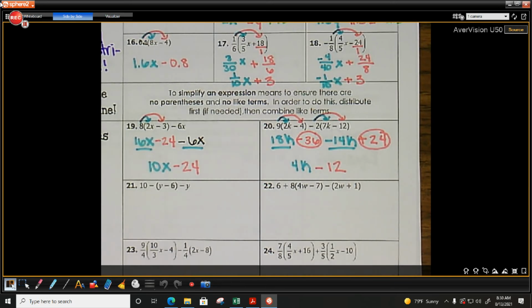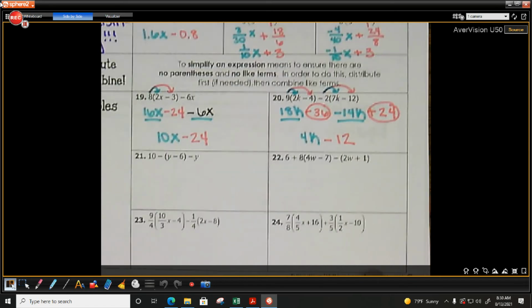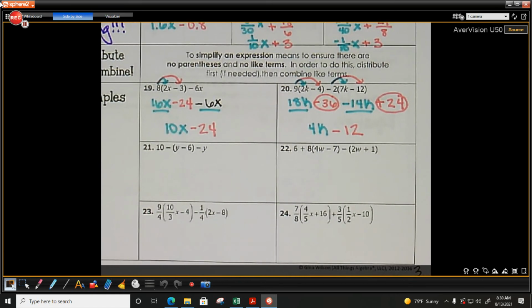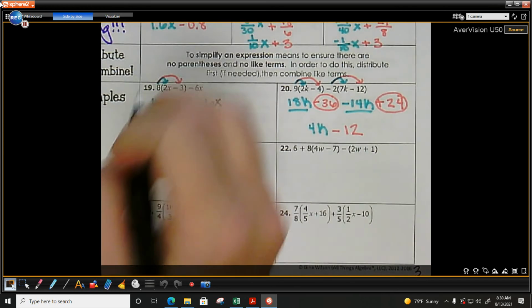Are we distributing the 10? No. Is the 10 glued to the parentheses? No. What's directly in front of the parentheses? Negative. Just a negative. So I'm dropping my 10 down. The 10 is not what you're distributing. The 10 is not glued to the parentheses. There's a minus in between.